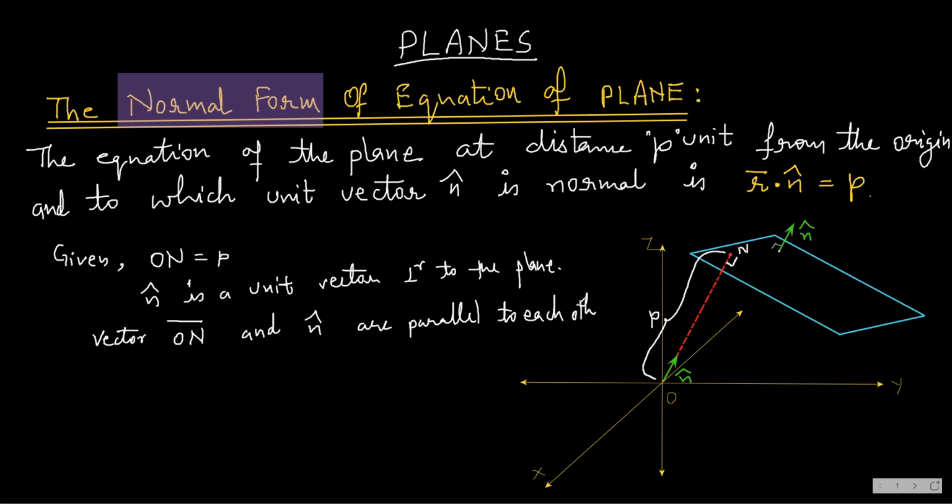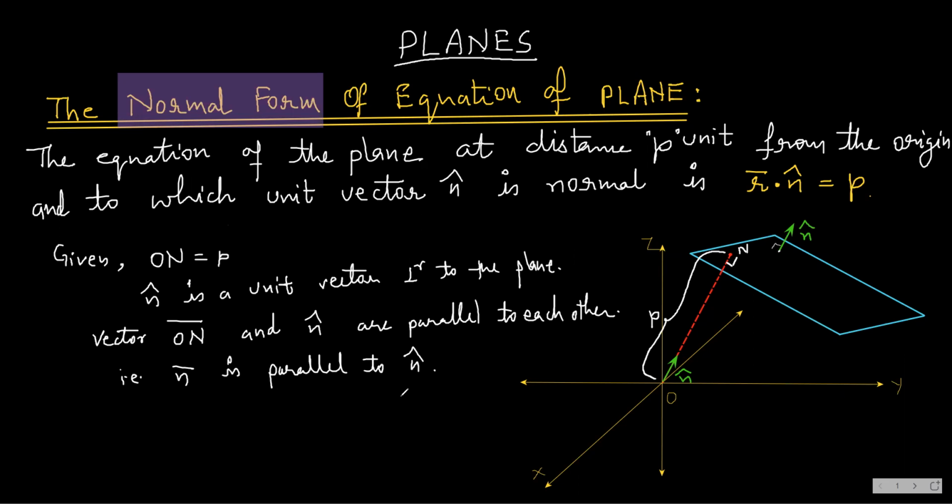Parallel to each other. Now see, this On bar is nothing but n bar, small n bar. You see this? On bar is the position vector of point N. So that is, you got it? So On bar, that is n bar, is parallel to n cap. It is parallel to n cap. On bar is, you got that? Yeah. Now, the position vector of On bar is n bar. So n bar is parallel to n cap.